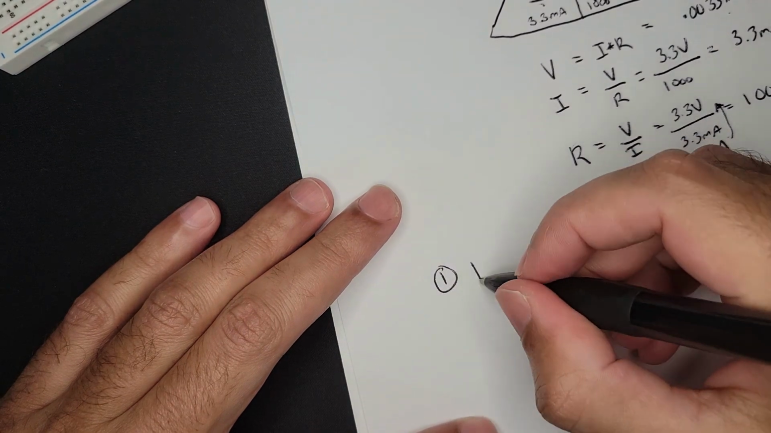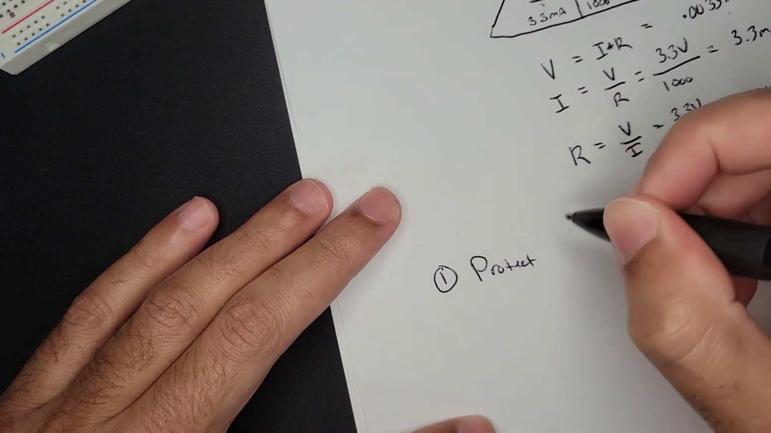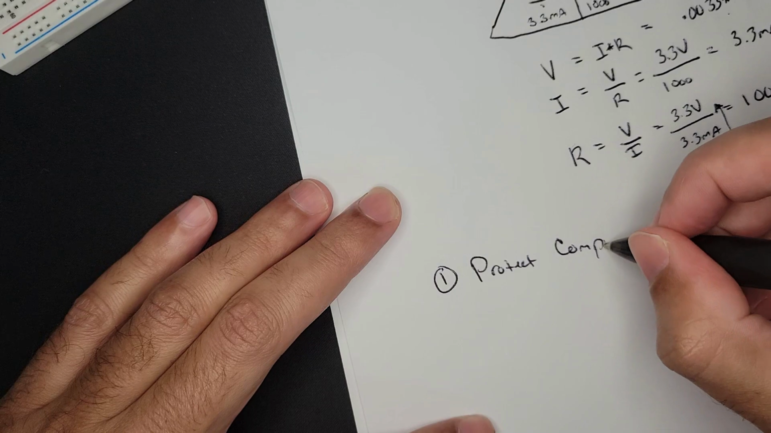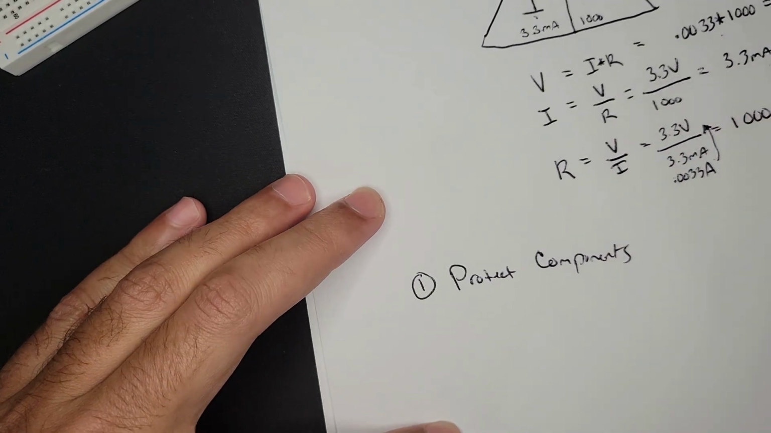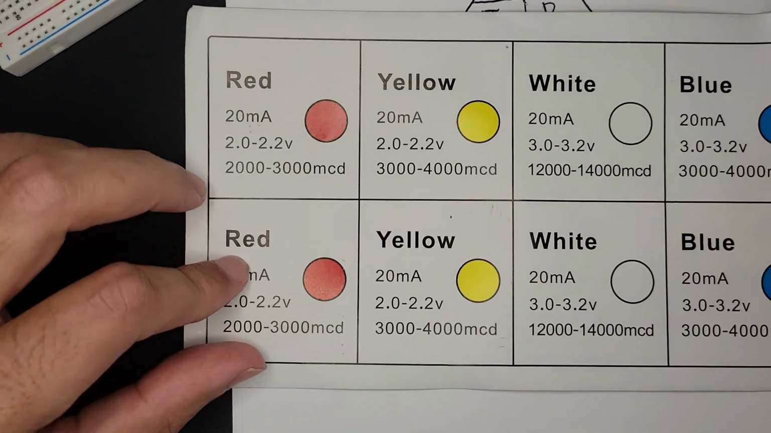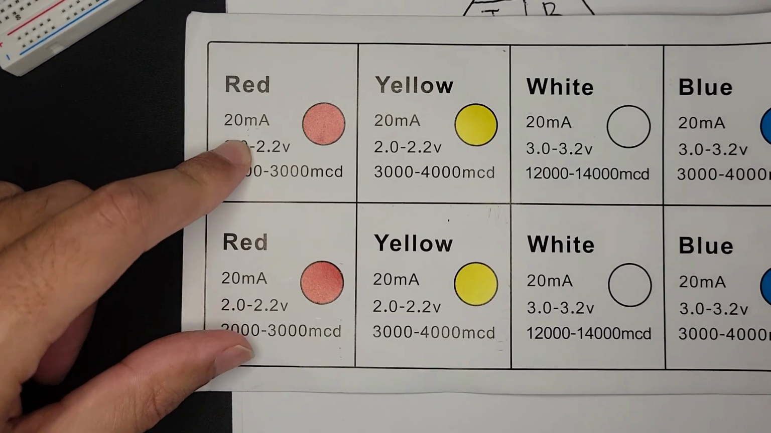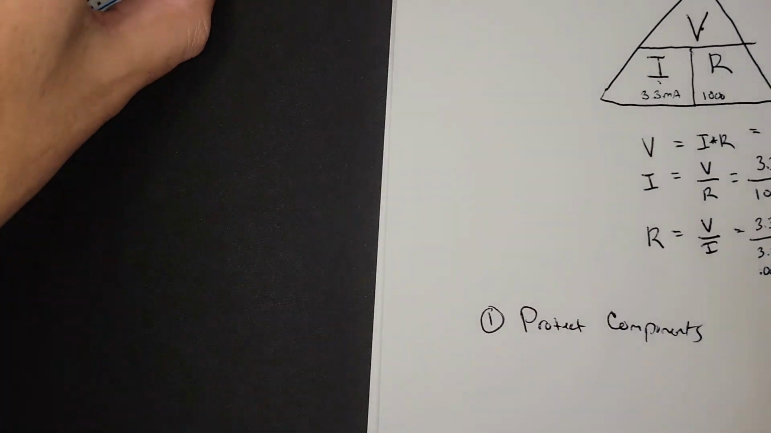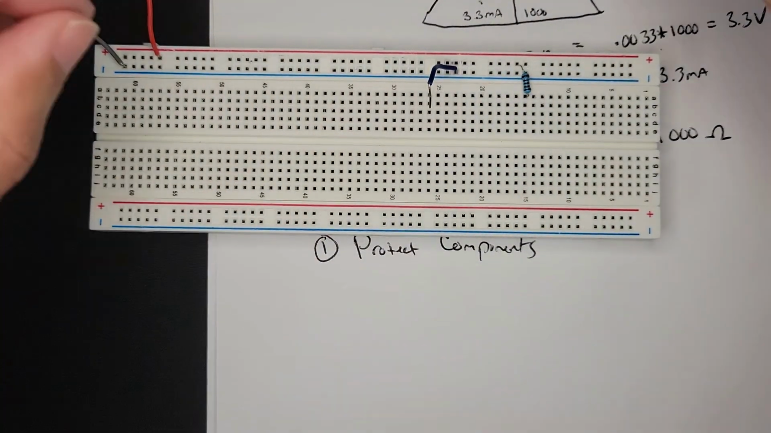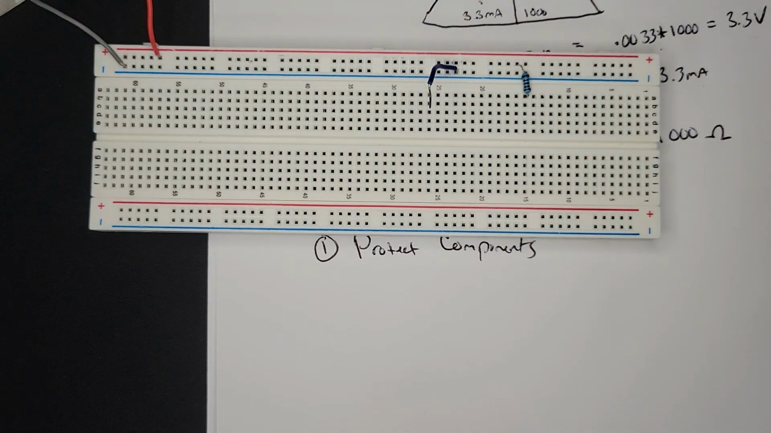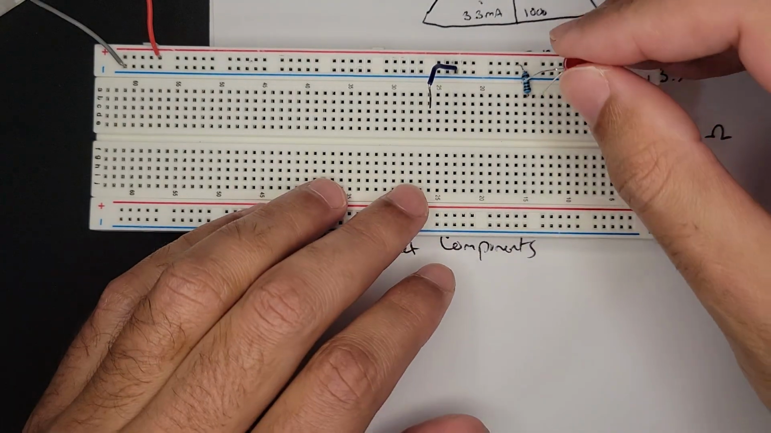One of them is to protect components, just like what we did. The LED only wants 20 milliamps. We need to figure out how to limit the current to 20 milliamps. The other method, now let me connect this back into a complete circuit so we can do some testing.